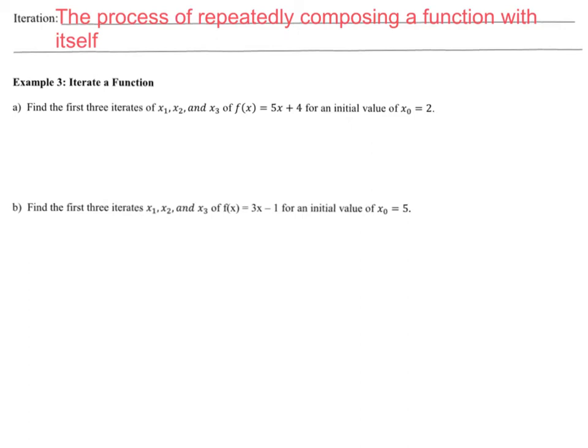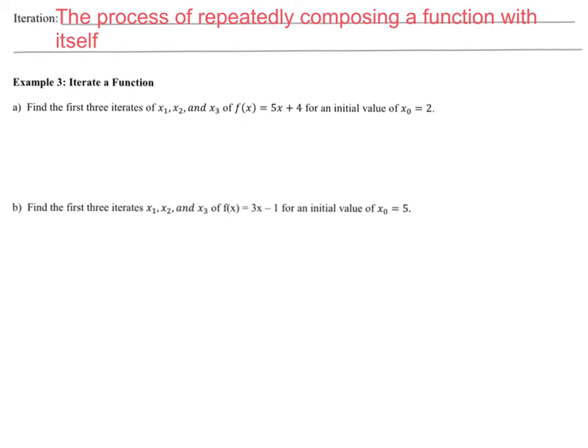Iteration is the process of repeatedly composing a function with itself. So in example 3, we're actually going to be doing this. And really this is the same process as what we've been doing. The notation is the only thing that's really different about this. So on A, it says find the first 3 iterates x sub 1, x sub 2, and x sub 3 of f of x equals 5x plus 4 for an initial value of x sub 0 equals 2.